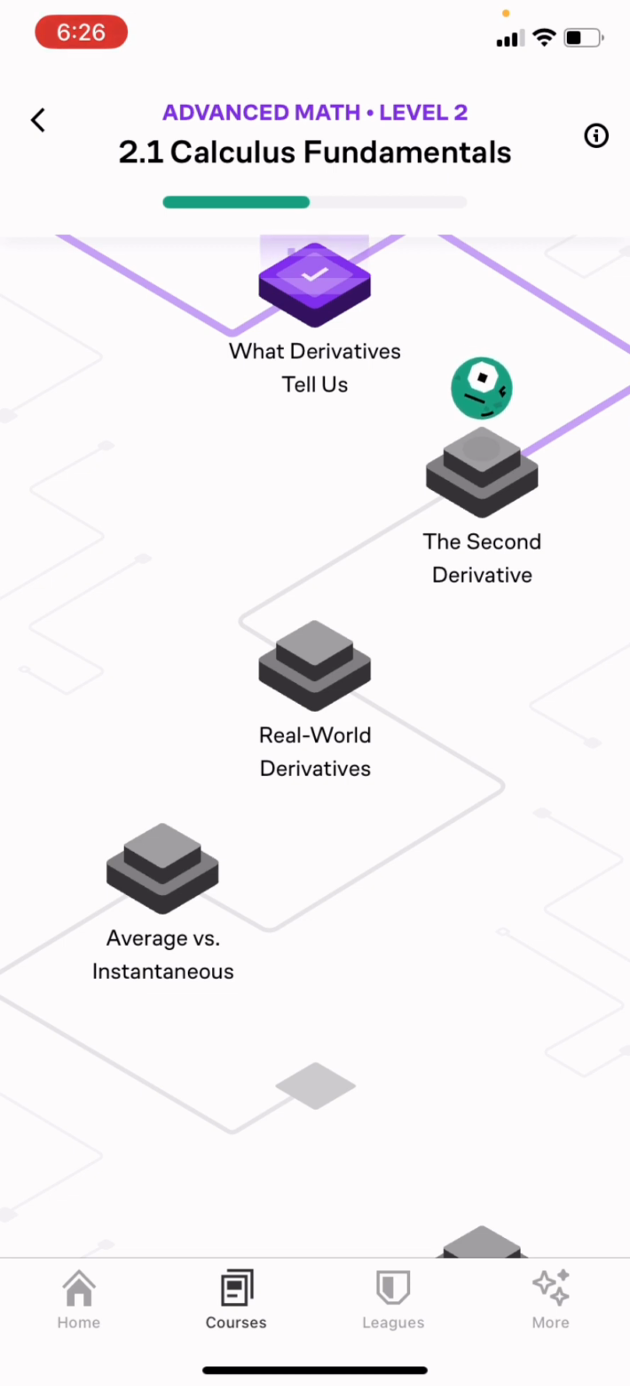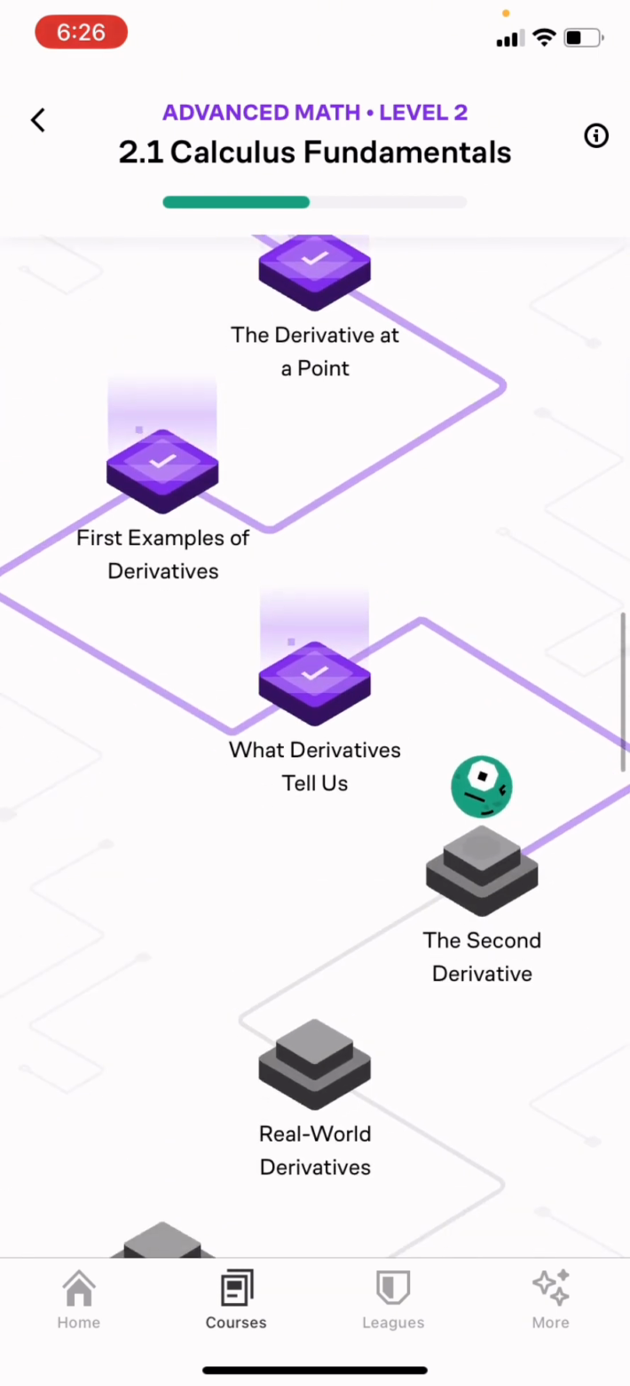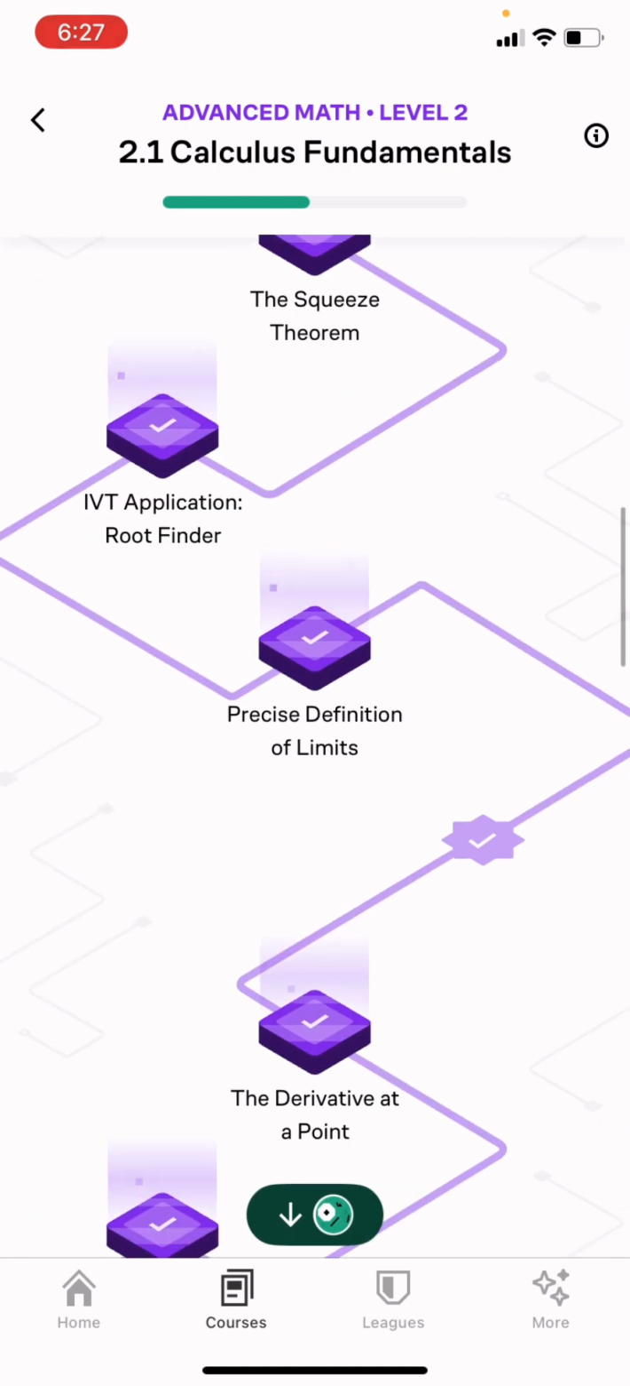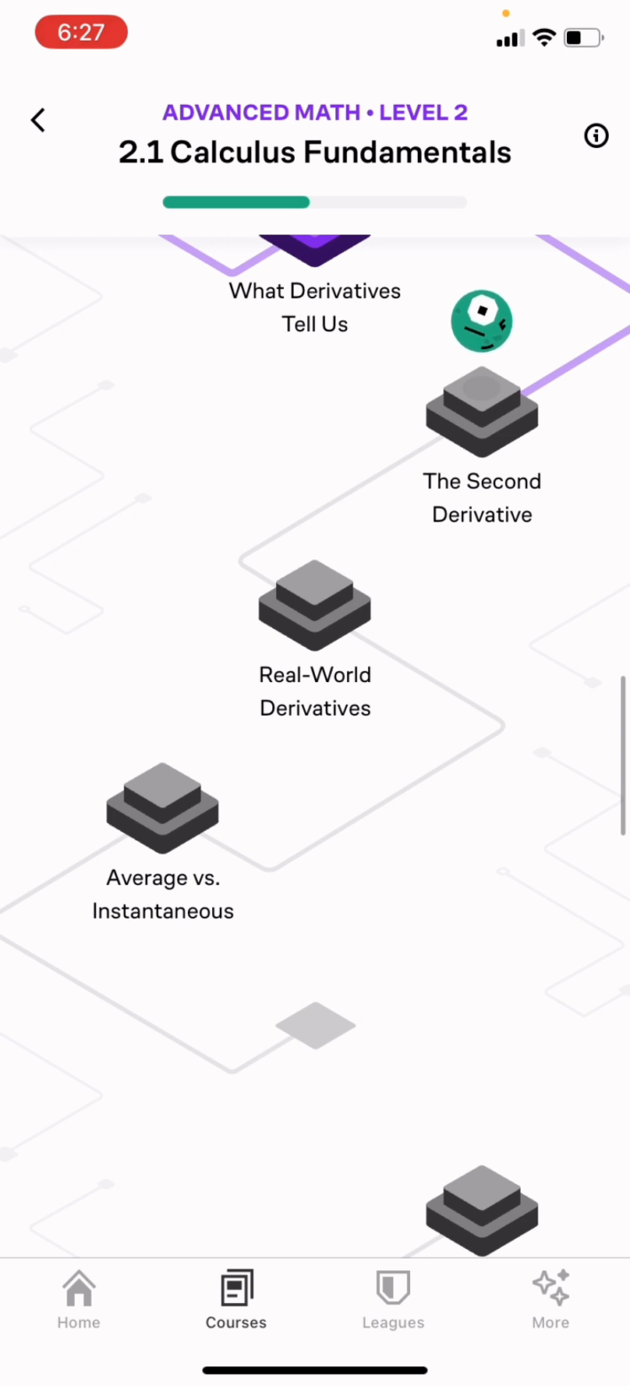Hello. Today I'm going to be finishing my derivative lessons: the second derivative, real world derivatives, and the average versus instantaneous. I already did videos of the derivative at a point, first examples of derivatives, and what derivatives tell us, just in shorter videos and without audio. But I'm going to be finishing the last three today.